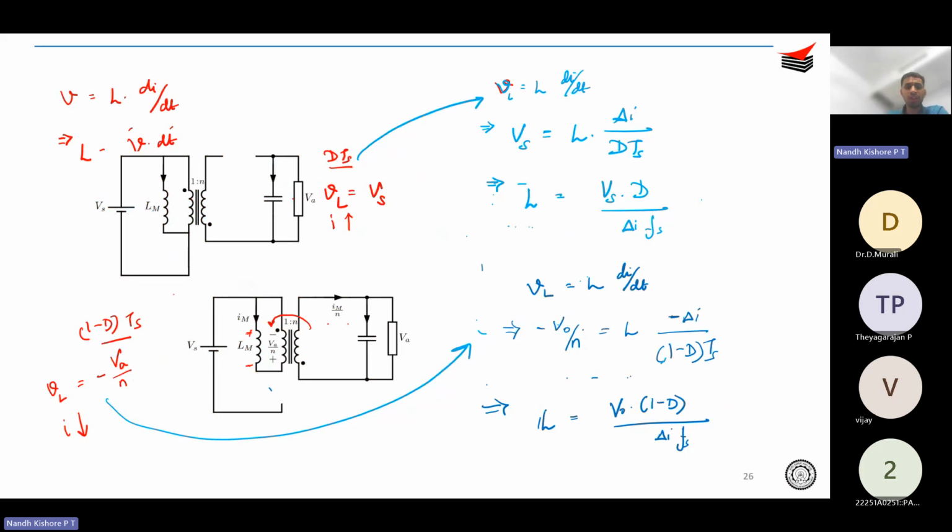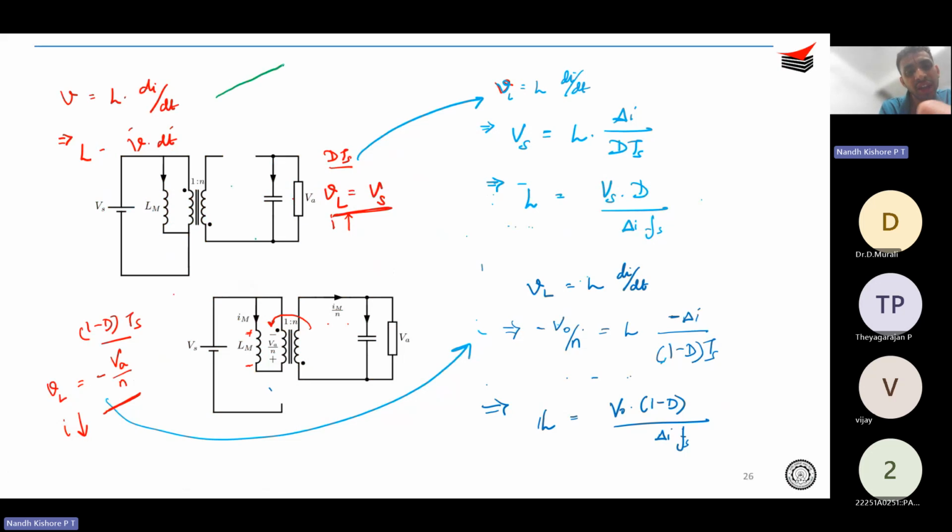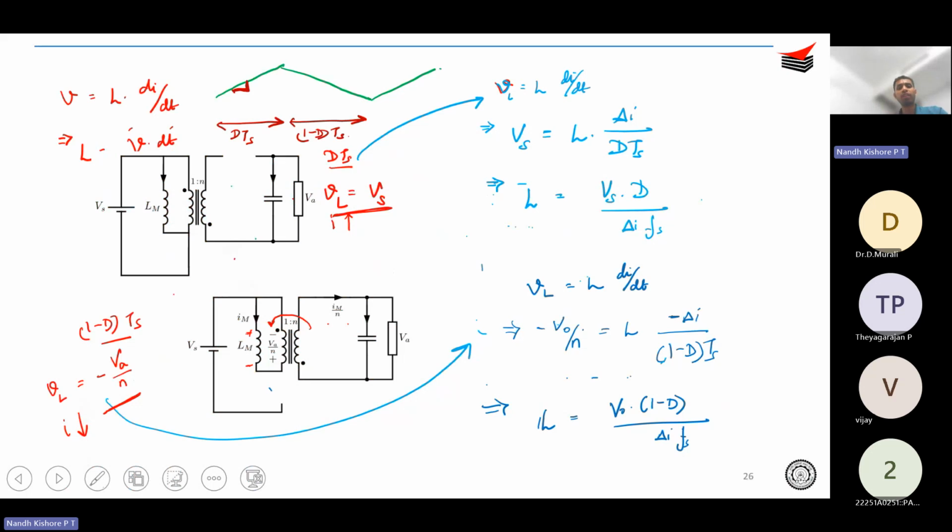So when the switch is on, the voltage across the inductor is the input voltage, that is Vs, and when the switch is off, the voltage is a reflected voltage from the secondary, that is minus V naught over N. So this is why the inductor current is something like this, correct? This region is your dTs period, this region is your (1 minus d)Ts period, and the inductor current is rising because VL is positive. That is, the inductor voltage is positive.